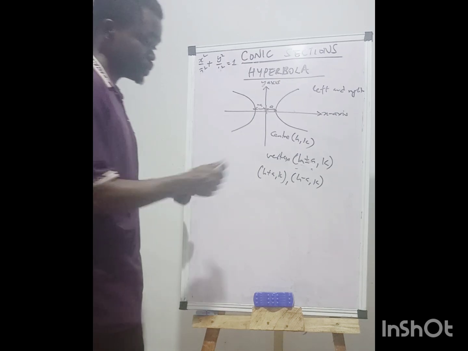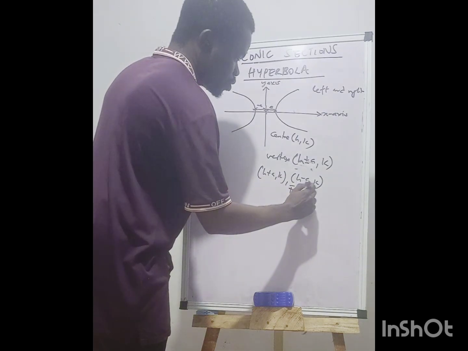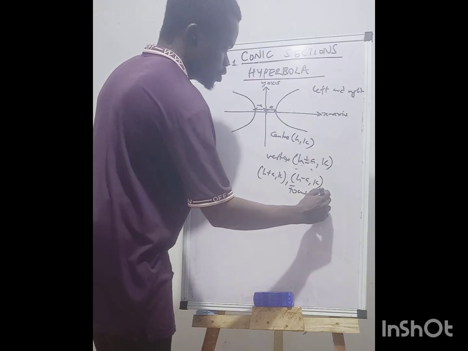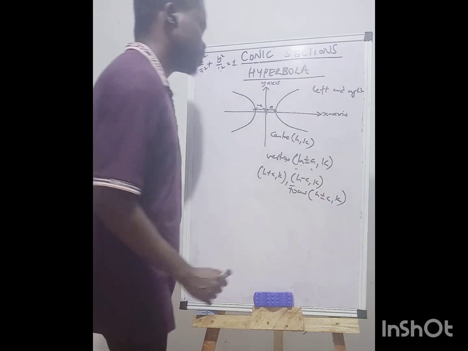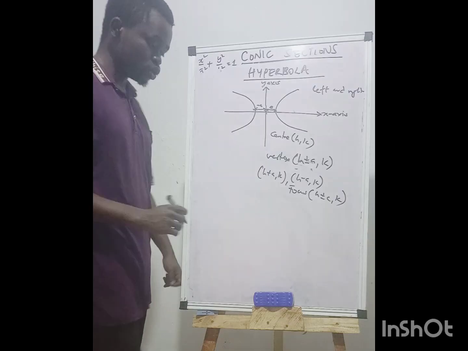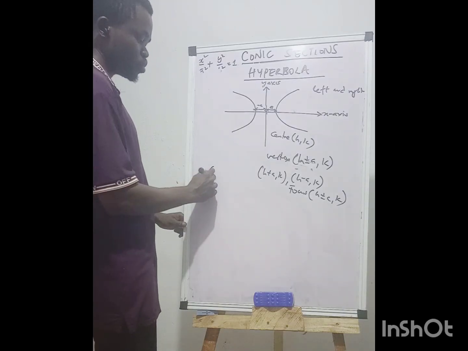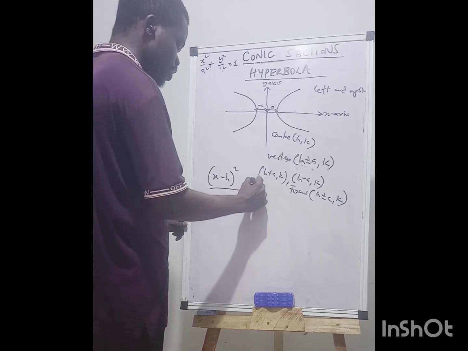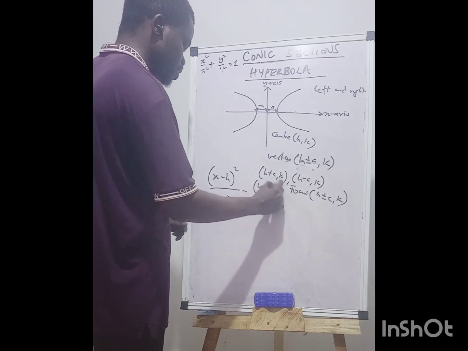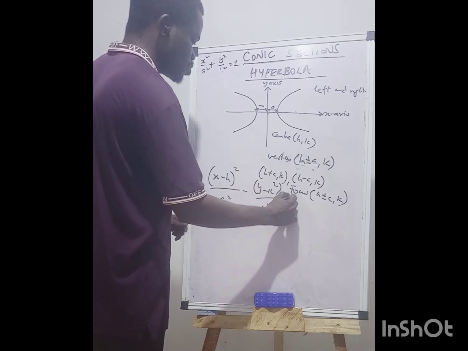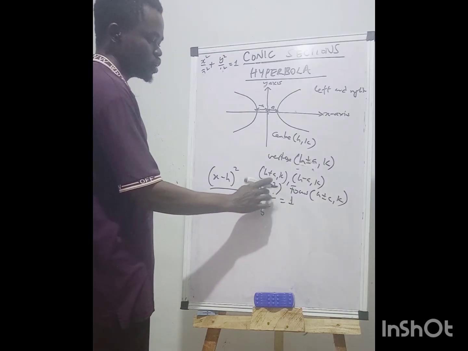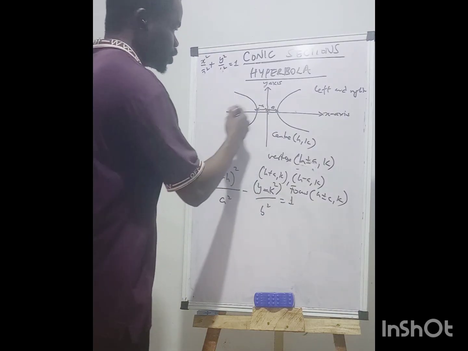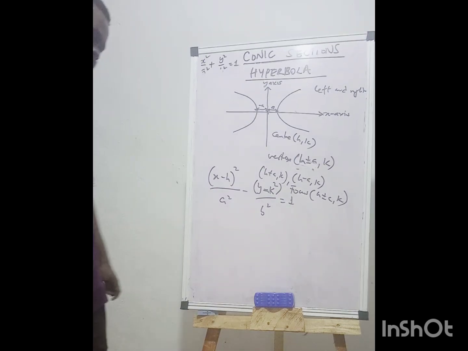The focus is also h plus or minus c, k. That's for this equation. So the general equation is (x minus h) squared all over a squared minus (y minus k) squared all over b squared equals 1. This is the equation for the hyperbola, for the left and right hyperbola.